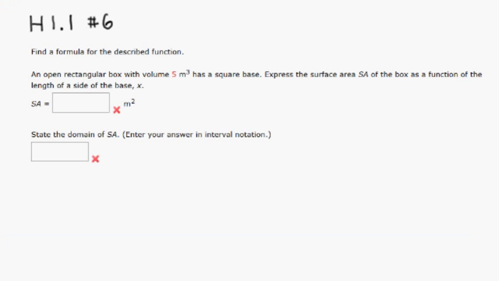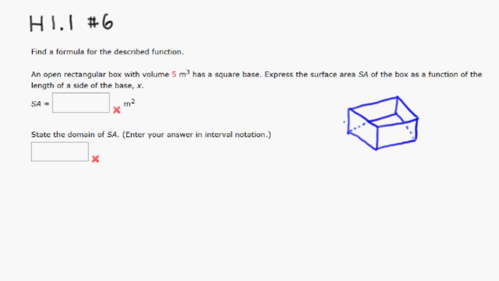It's a square base, so it's going to look like this. You have a square base and it's an open box, so it's going to look somewhat like that. It's open, so we can see this, and you cannot see that, and we can see that.